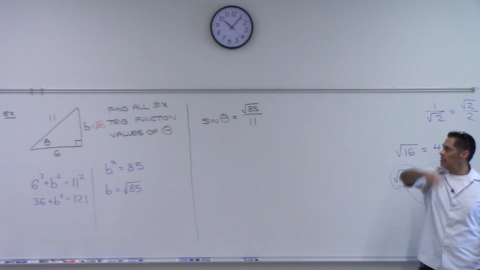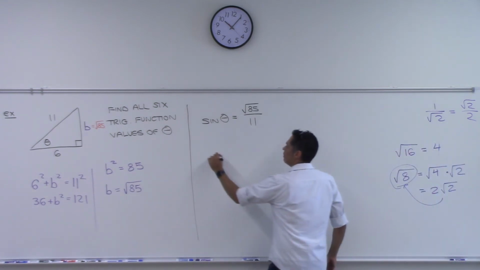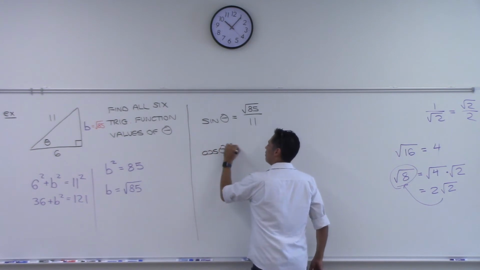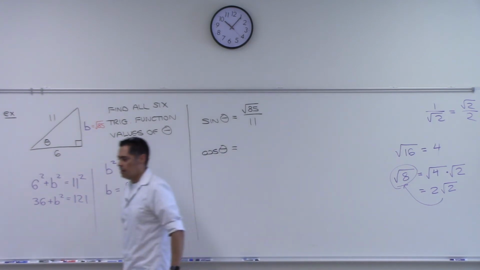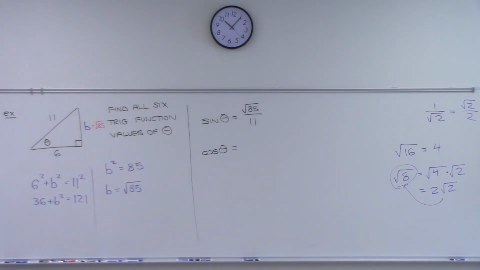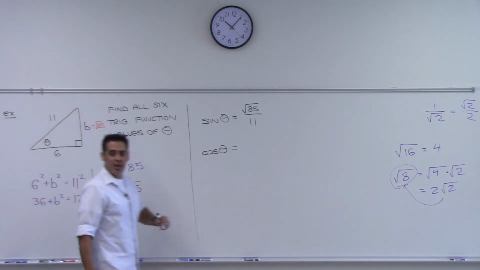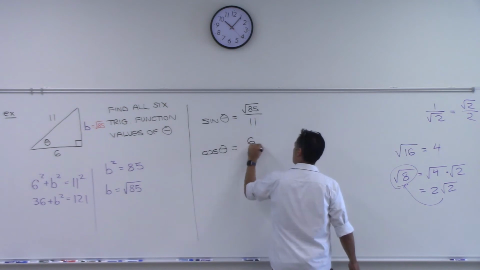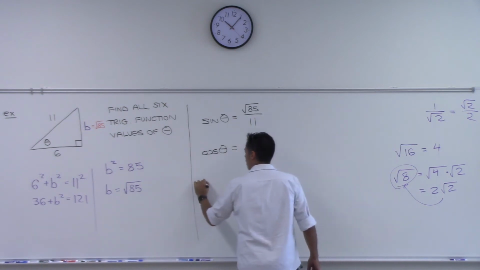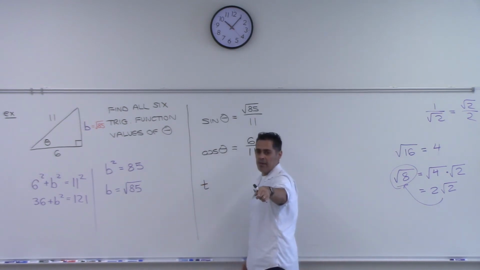All right, next table. Back table in the middle. Cosine. CAH. 6 over 11. Adjacent over hypotenuse. Good.